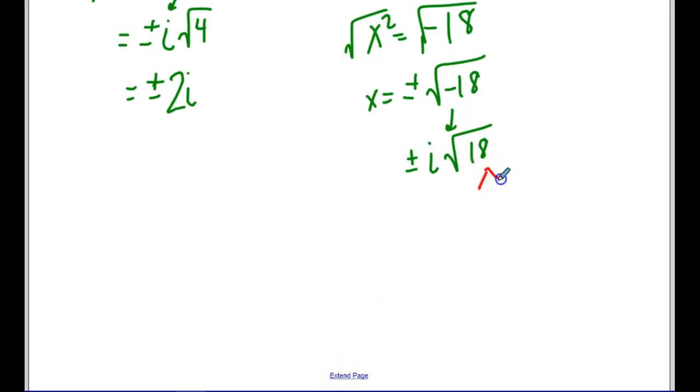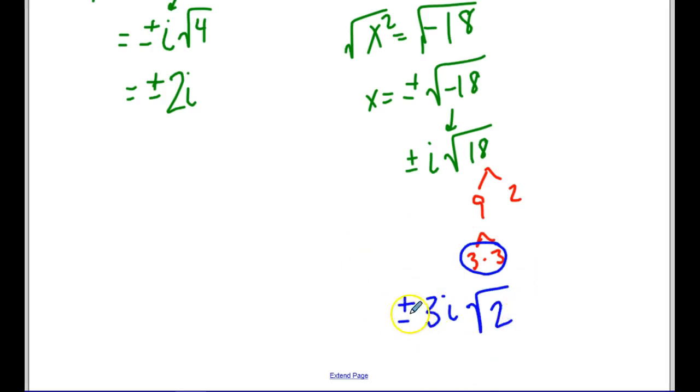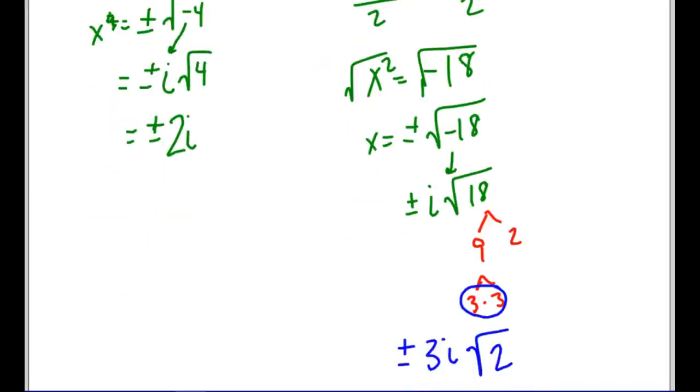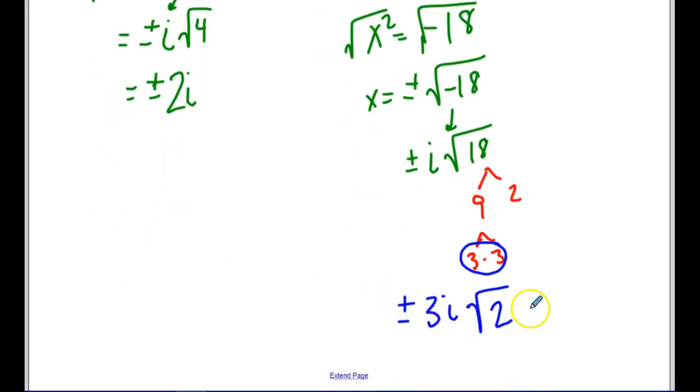Okay, so we want to find its prime factorization. So I have 9 times 2, but I know that 9 can also be 3 times 3. Well, since I have a pair of 3's, I'm going to pull that out. So I've got plus or minus 3i times the square root of 2. And that's as simple as I can get that answer. Okay, so those are my two solutions. And we went ahead and looked at this quadratic. And so now I have my positive 3i times the square root of 2 and my negative 3i times the square root of 2.